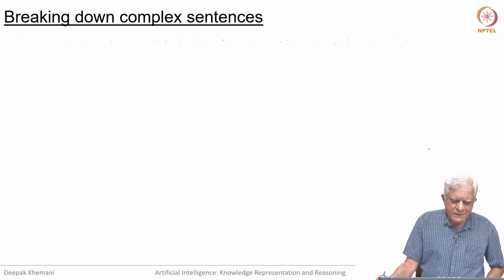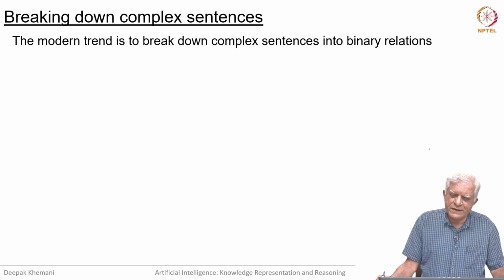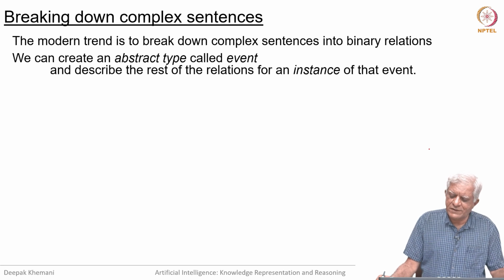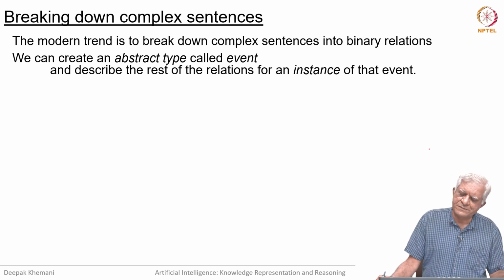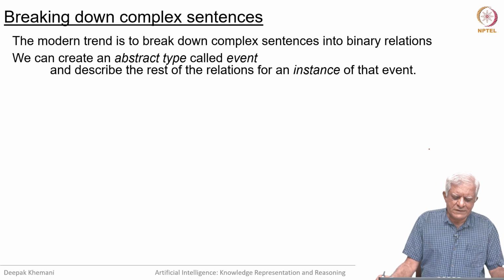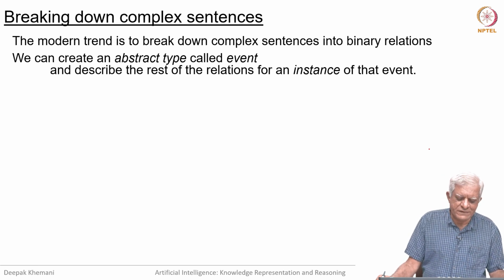The modern trend is to break down complex sentences into binary relations. Everything, all relations you want to store, should be a binary relation. So, how do we do that? For example, in this example that we are talking about, Divya and Atul, we could create an abstract type called event and associate everything with that instance of that abstract type, which is an event.